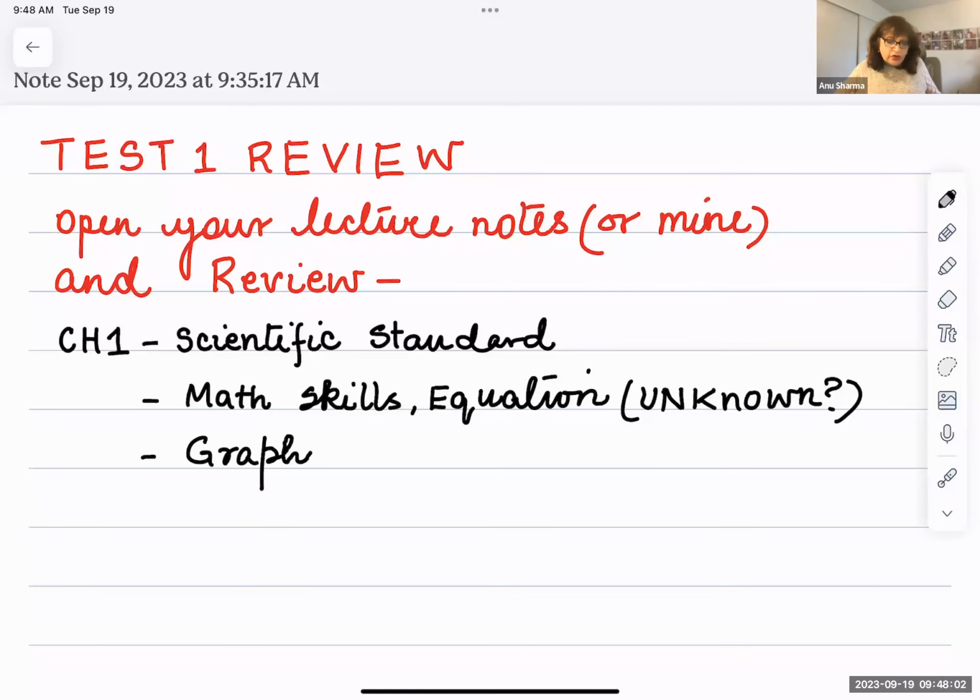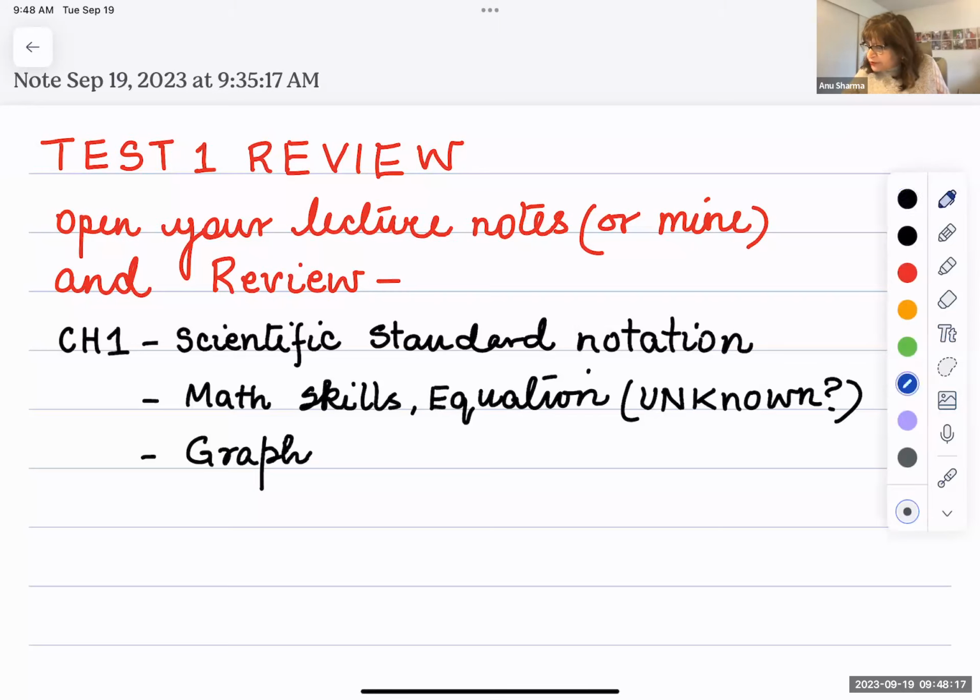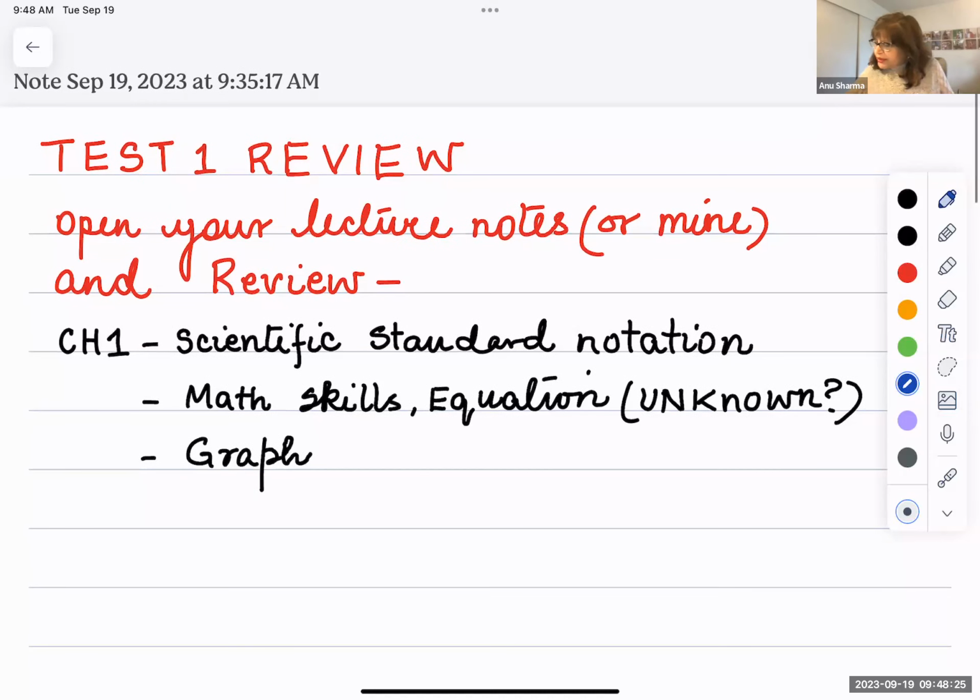Okay, so we are going to look at chapter 1 for the review. Important things here are scientific and standard notations, and then the math skills. This is an opportunity for me to test your preparation for your prerequisites, whether you know the basic math rules, whether you can do the conversions, and whether you can interpret a graph. So let's do some of the questions from the book.